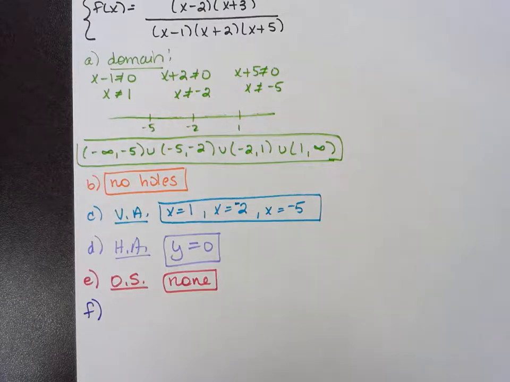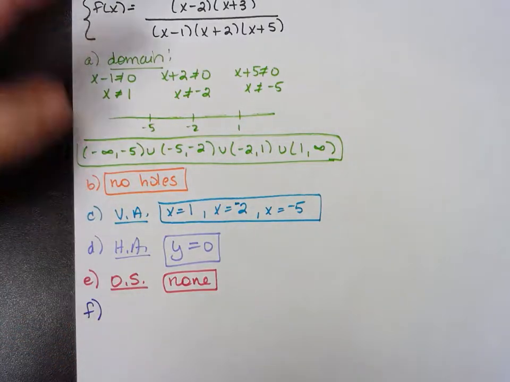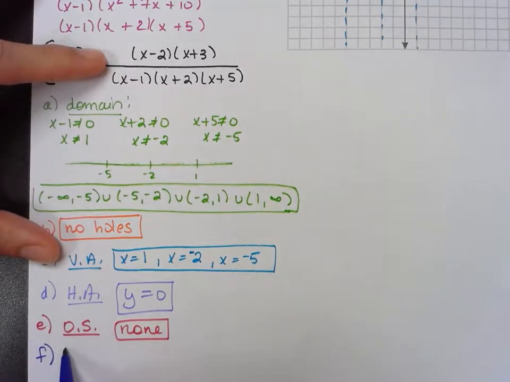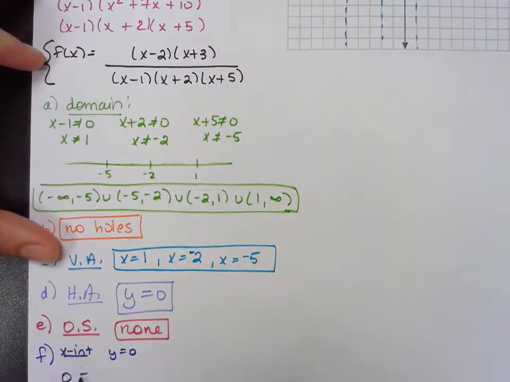Next, we're supposed to find all of our x-intercepts. I'm going to use the factored form to find that. For the x-intercept, remember you let y equal 0. So you have 0 equals all this stuff.